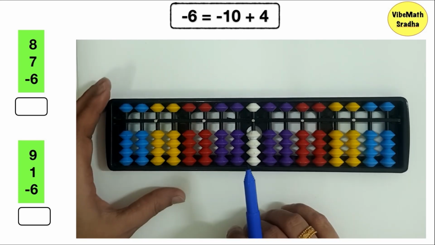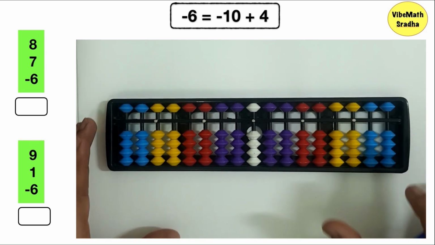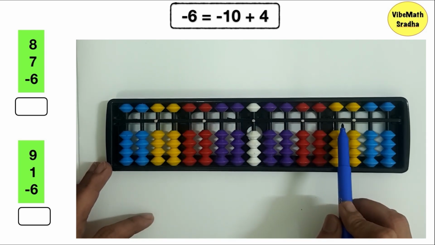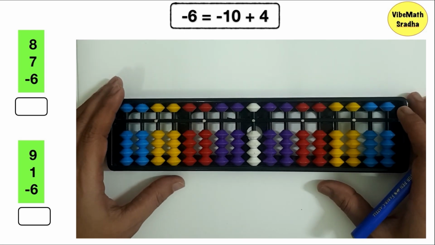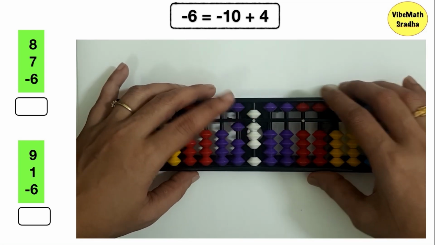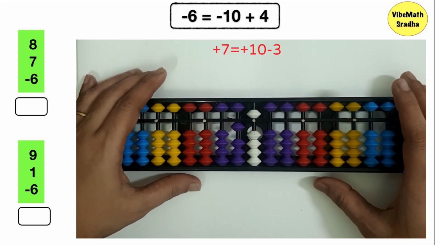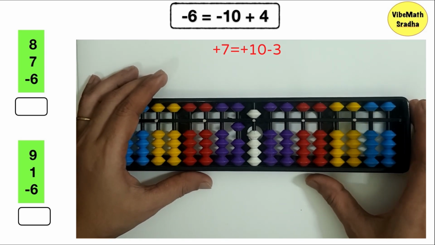Okay. Now, my tool is all set for the calculation. As you can see here, no bits are touching the value bar. Let's solve the first example, which is 8 plus 7 minus 6. 8 plus 7 is plus 10 minus 3. Here I used big friend addition of 7, right. Then we need to subtract 6, right.